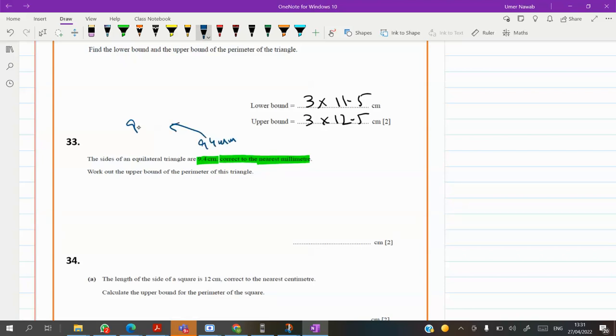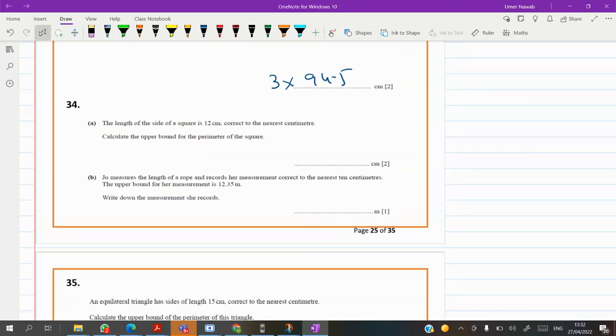Lower bound 93.5, upper bound is 94.5. We want to find the perimeter of this, so 3 times the upper bound, sorry, so 3 times 94.5.